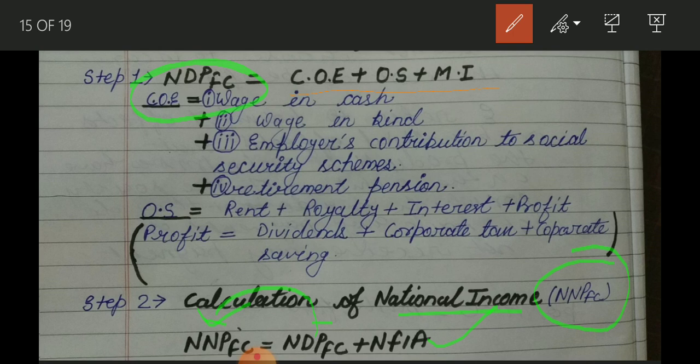First step: when we add COE, OS and MI, then we are able to get NDP-FC. In this NDP-FC, when we add NFIA, then we are able to get the value of national income, means the value of net national product at factor cost.